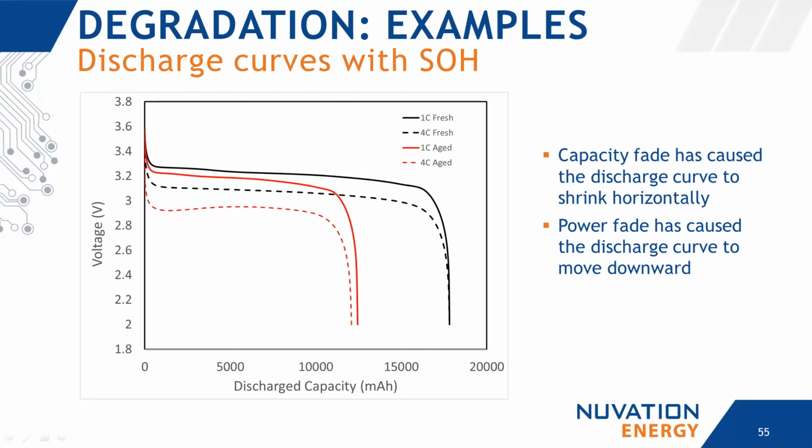The other thing we did is we did a bunch of discharge tests. So this is just showing a couple of different C rates, but you can see for the fresh cell in the black, the capacity is much further over on the right. For the aged cell in the red, this capacity has shrunk considerably. The curve has moved to the left. And you can actually also see power fade because at 1C, going from the black to the red, you see a little drop in voltage. That's a small amount of power fade. And then at 4C, you actually see a significantly larger amount of power fade. That's caused that voltage to move downwards.